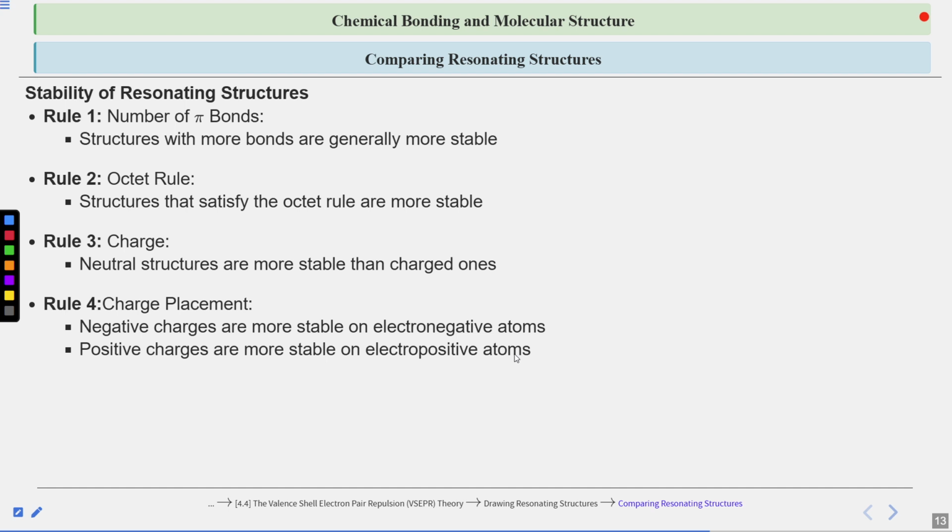And your positive charge should be on more electropositive atoms. So suppose you have a charge on carbon, and in the second structure you have a charge on nitrogen. Remember, both of these charges are negative. Then which species will be more stable? The species with the negative charge on carbon or the species with the negative charge on nitrogen? What will be your answer?